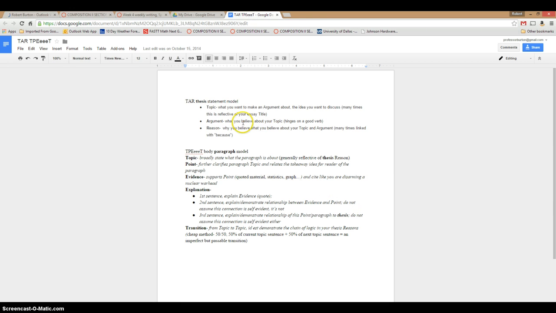If you want to do a good job at your theses, then you want to go take a look at this. Topic, argument, and reason. That's what theses are made up of, and here's the paragraph model. Topic, point, evidence, explanation, and transition. Those are the models. I haven't given you an example because every time I give an example, students end up trying to copy my example, and I don't want you to do that. I want you to apply the model.